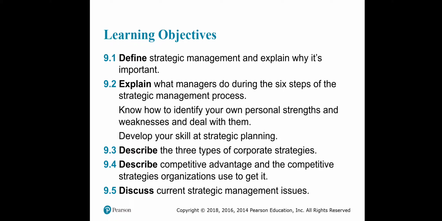First objective is define strategic management and explain why it's important. Number two, explain what managers do during the 6 steps of the strategic management process. Know how to identify your own personal strengths and weaknesses and deal with them, and develop your skill at strategic planning. The third objective is describe the 3 types of corporate strategies. Number four, describe competitive advantage and the competitive strategies organizations use to get it. And finally, number five, discuss current strategic management issues.